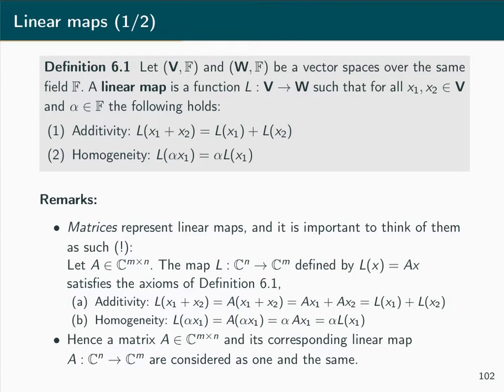And similarly, we can immediately see the homogeneity property by just multiplying the matrix A with a scaled vector alpha x1, which by matrix vector multiplication is obviously equal to alpha times Ax1, so alpha times the linear operator of x1. Therefore, in the following, we will not make any difference between an m by n matrix A and its corresponding linear map from the vector space Cn to Cm. So the two things are considered as one and the same.